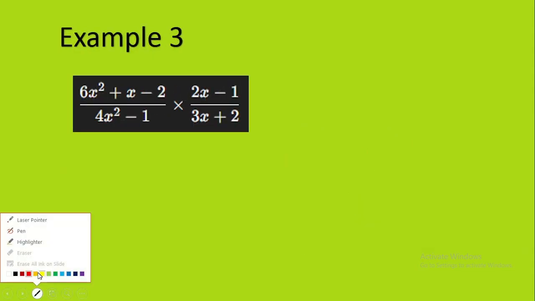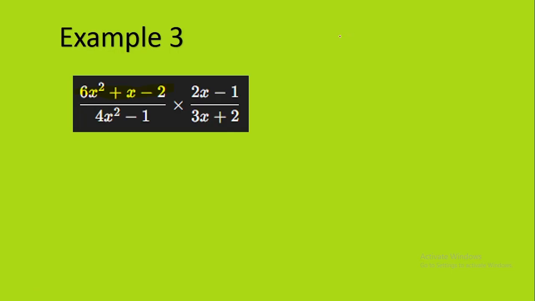Right here, looking at it, we have a numerator that would have to be factorized using the AC method. If you look at the numerator above right here, these three terms are actually a quadratic expression, so we will have to factor using the AC method.